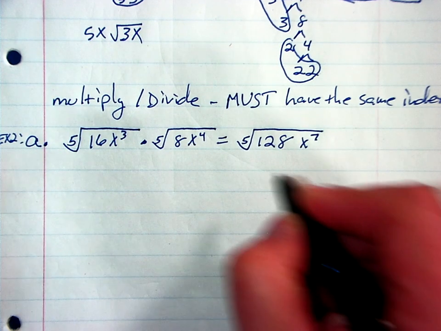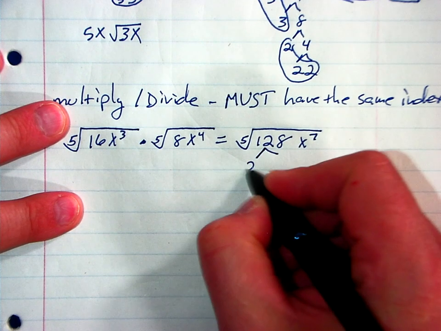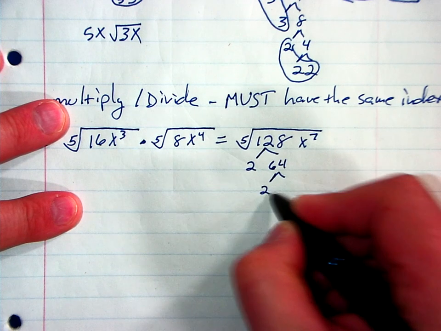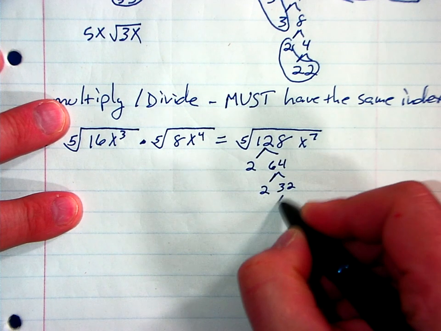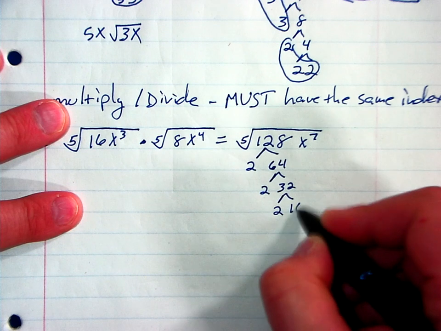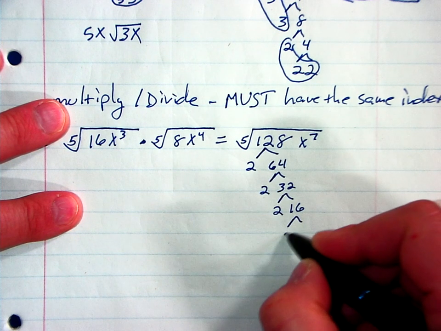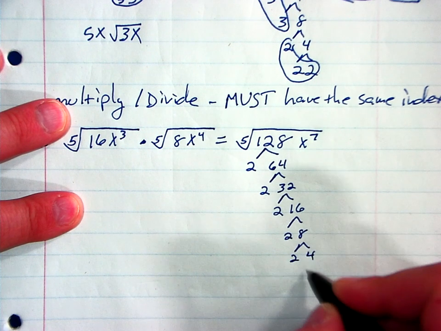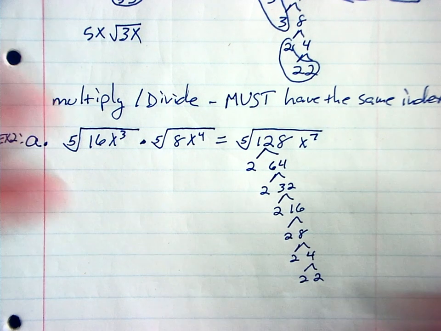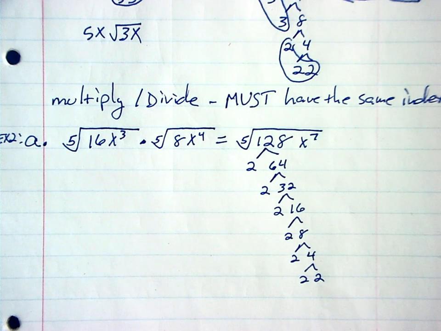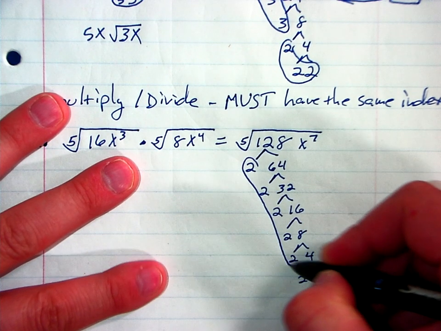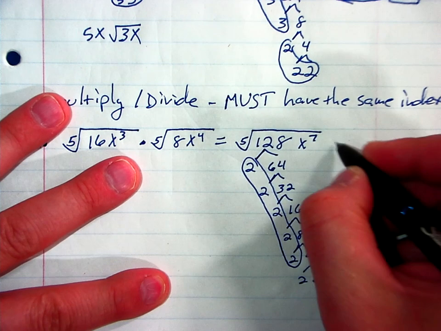Let's break down 128, 2 and 64. We're just going to use 2's for all of these. 2 and 32. 2 and 16, 2 and 8, 2 and 4, 2 and 2. All right, how many does it take to get out? 5. So let's see. 1, 2, 3, 4, 5. They get out.